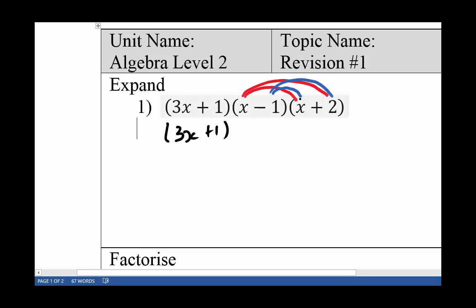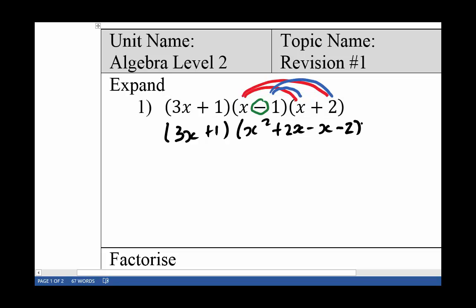So x times x is x squared. X times 2 is plus 2x. Note that it's a plus there and that's a positive x and a positive 2. Now I'm going to go 1. Now remember that 1 is a negative 1. It's a negative 1. Okay, it's got a negative in front of it. So it's going to be negative 1 times x. Negative 1 times x is going to be negative x. So negative x. And then negative 1 times positive 2 is negative 2.